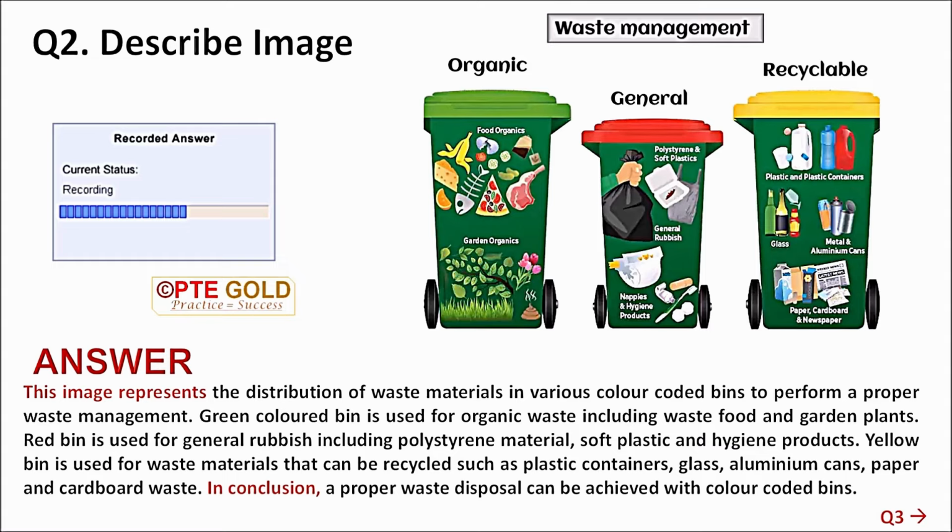Yellow bin is used for waste materials that can be recycled, such as plastic containers, glass, aluminium cans, paper, and cardboard waste. In conclusion, a proper waste disposal can be achieved with color-coded bins.